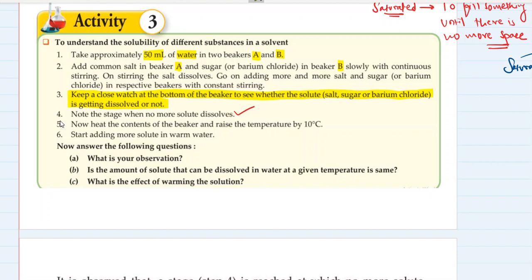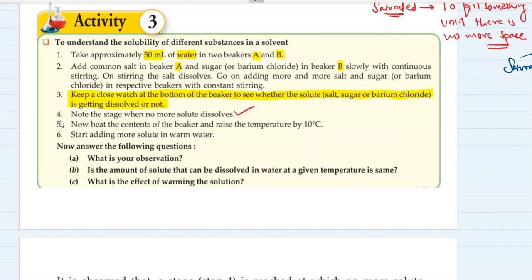But if it is sugar, then sugar's solubility is very high. So sugar, on the other hand, will be like, let's say, around 120 grams of sugar will be dissolved in the same amount of water at the same temperature. So for different substances, the solubility is also different. That is the first thing we notice.